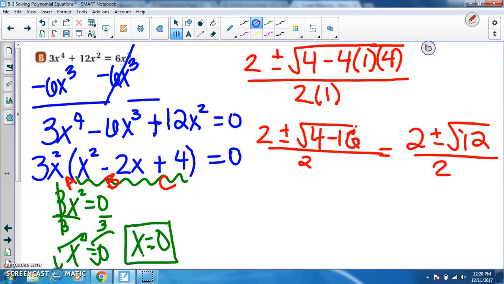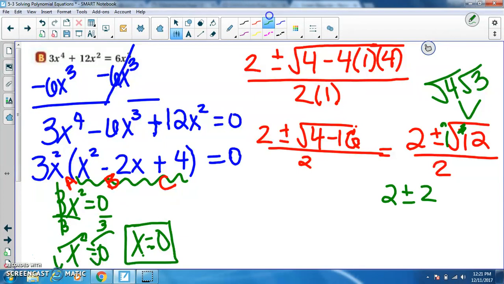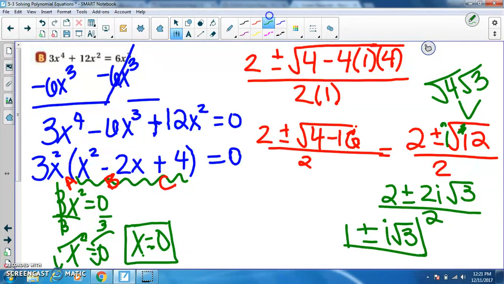over 2. We can simplify 12 into 4 and 3, we're going to take out an i to get rid of the negative. So I can take the square root of 4, not the square root of 3, 2 plus or minus 2i root 3 over 2, and we can now divide by 2 in both terms, so 1 plus or minus i root 3 would be our other two solutions.